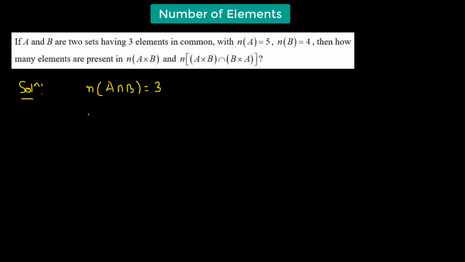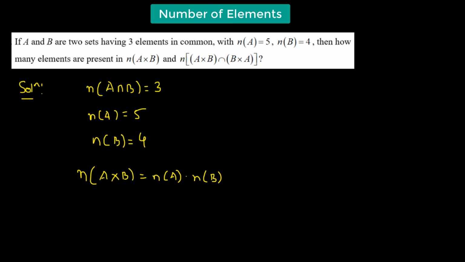Now also it's given the number of elements in A is equal to 5 and the number of elements in B is equal to 4. So to find out the number of elements in the Cartesian product of A and B, that will be simply equal to the number of elements in A multiplied by the number of elements in B. So we have 5 times 4, which is equal to 20. So there are going to be 20 elements in the Cartesian product of A and B.